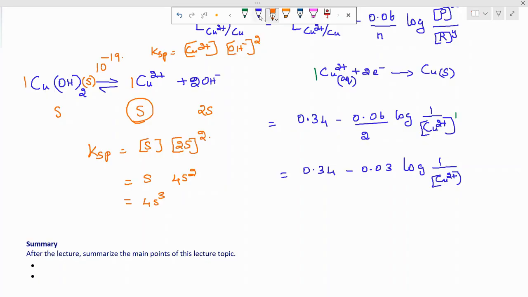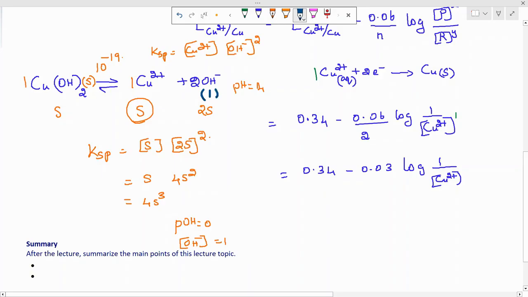Why? Because that pH is 14. pH 14 means the hydrogen ion concentration will be very, very less. And what will be the pOH? pOH will be 0. When the pOH is 0, OH minus concentration will be 1. Look at this, the OH minus ion concentration is very, very high here when you compare it with 10 to the power minus 19. That's why you should take this concentration as 1.